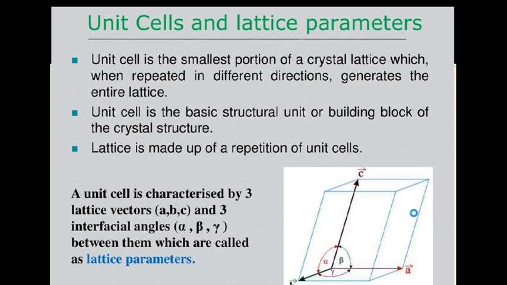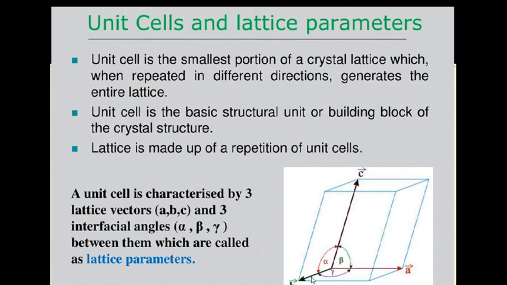Lattice means it is a mathematical concept where you have 3 coordinate axes orthogonal to each other. In general it is a Cartesian coordinate system, and therefore you have 3 lattice vectors a, b and c along the axes x, y and z respectively, and the angles between them, the 3 interfacial angles, are called alpha, beta, gamma, as shown here.